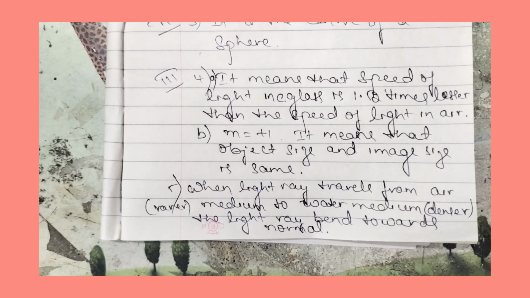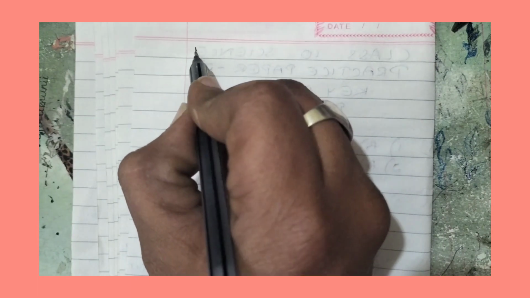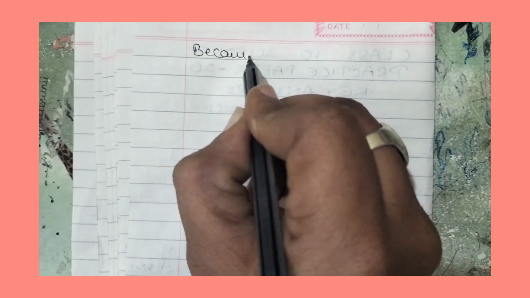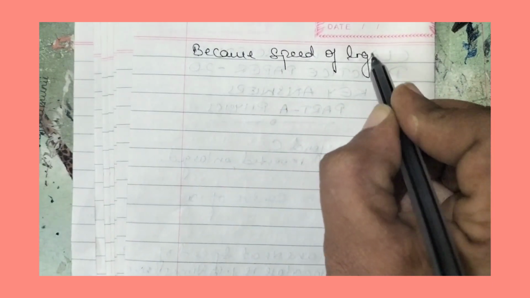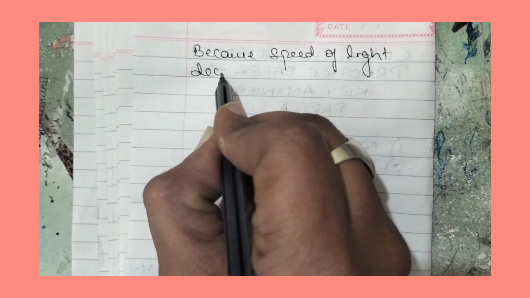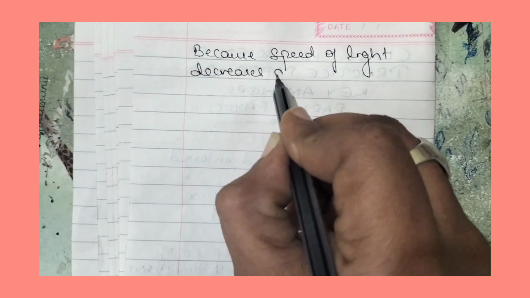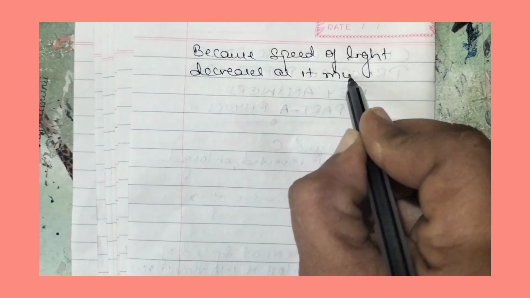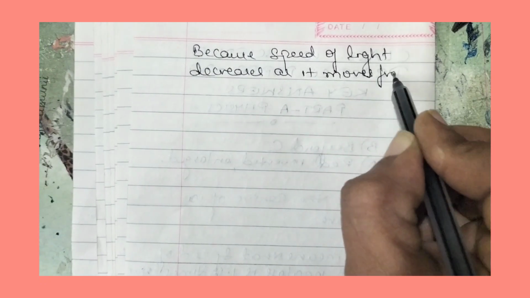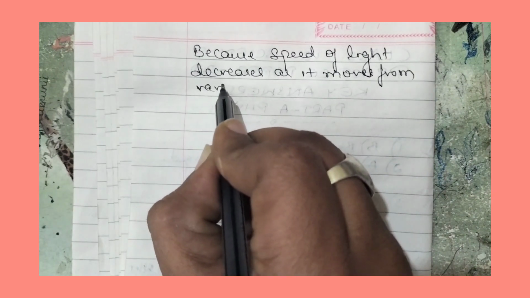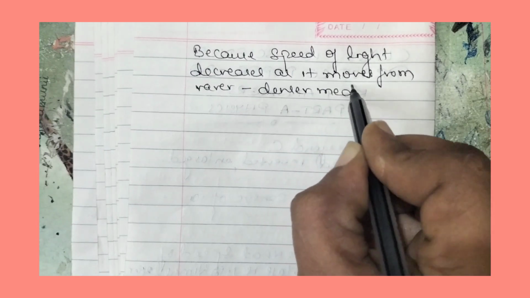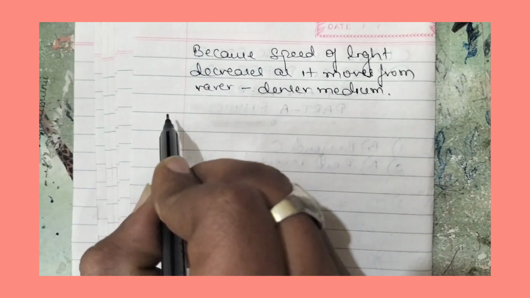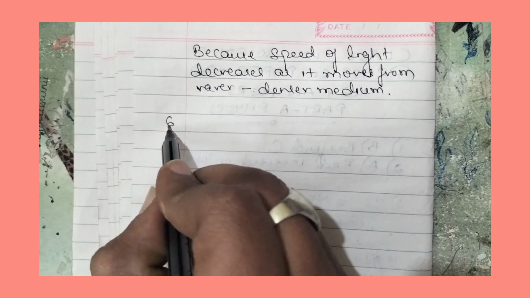In that one, they asked one more question: why? Why does the light ray bend towards the normal? Because the speed of light decreases as it moves from a rarer to a denser medium. So this is the answer for the fifth question. Now let us move to the sixth one.